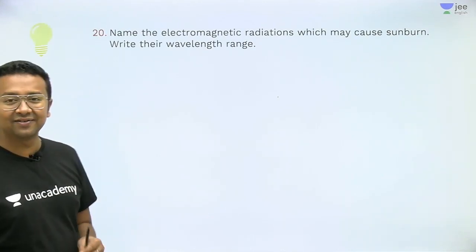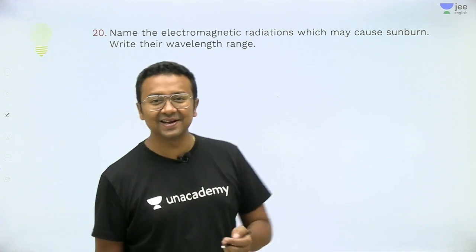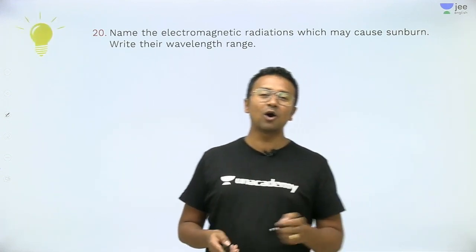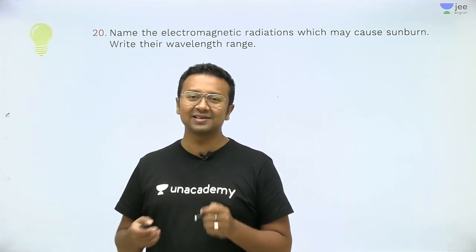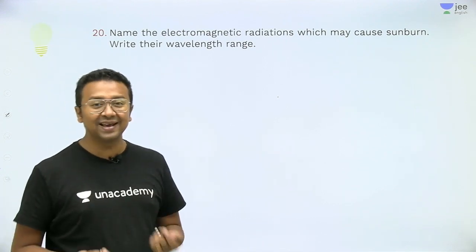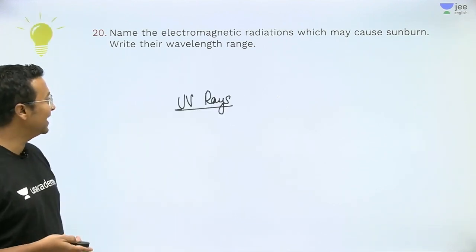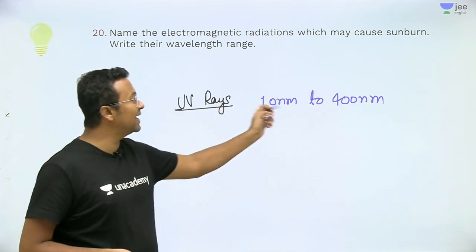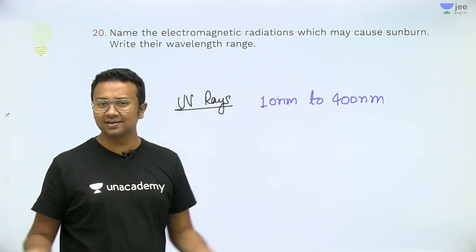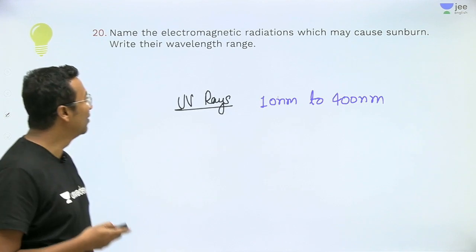This is not a very, very difficult question. We are all aware of this, isn't it? Whenever we walk out in the sun, we are supposed to be protected from the UV rays, right? Now, what is the wavelength range of the UV rays? It is 10 nanometer to 400 nanometer. Simple one, isn't it? Okay.